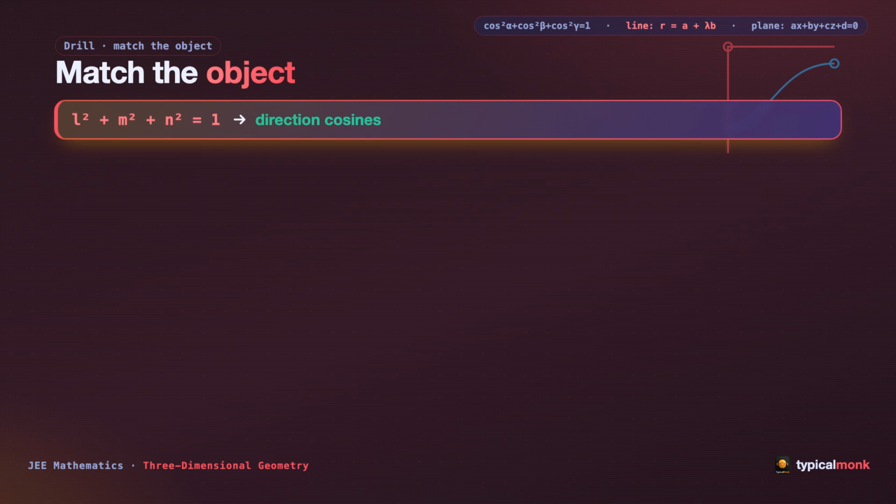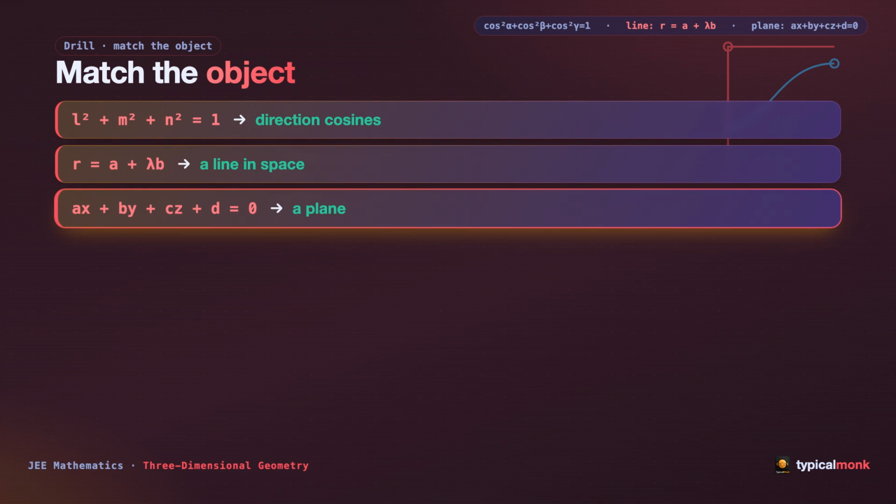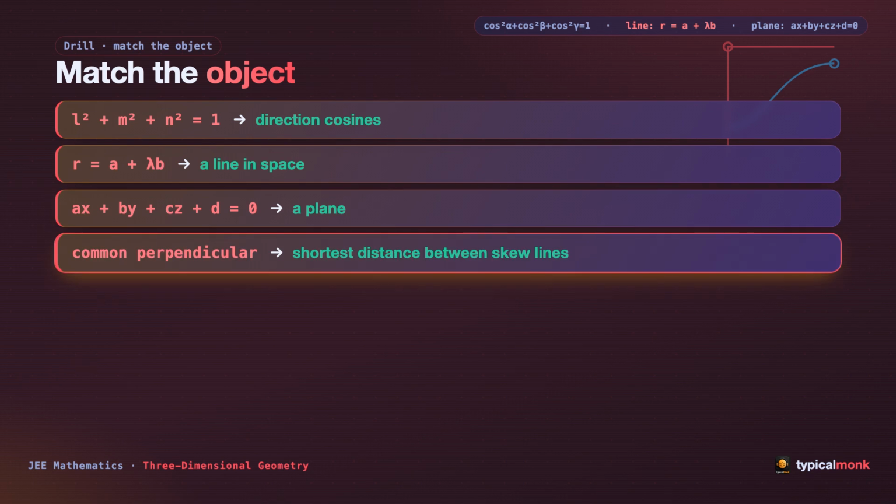Now match each object to its description. L squared plus M squared plus N squared equals 1 goes to the direction cosines. R equals A plus lambda B goes to a line in space. Ax plus By plus Cz plus D equals 0 goes to a plane. And the common perpendicular goes to the shortest distance between skew lines. 4 pairs, each worth memorizing.